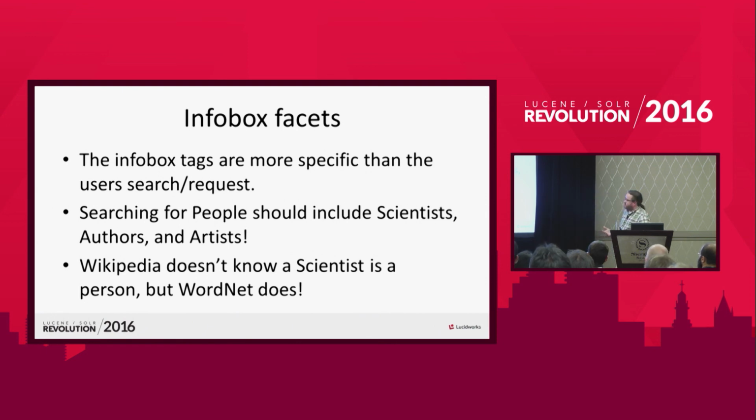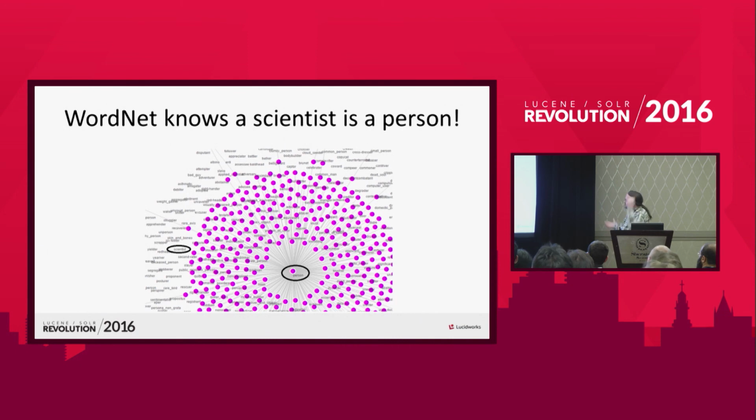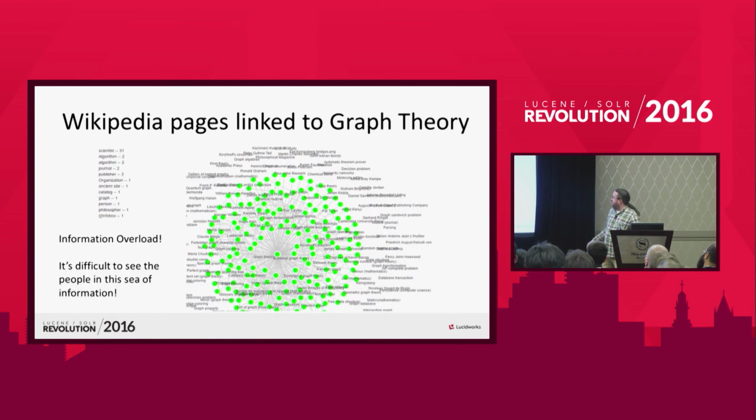So what we did, we can start and say, well, WordNet actually knows that a scientist is a person. I can do my graph traversal, starting with person, and find all the things that are a type of person, right? And I can take that result set and do a search against Wikipedia. This one here is an example of searching for the page on graph theory and taking one graph traversal hop out to the side.